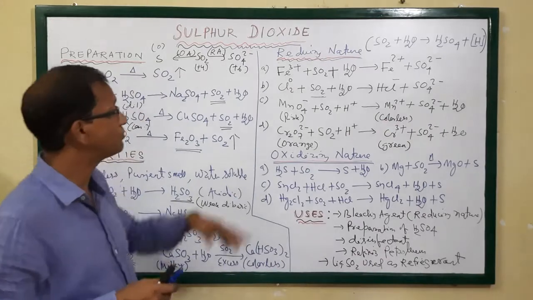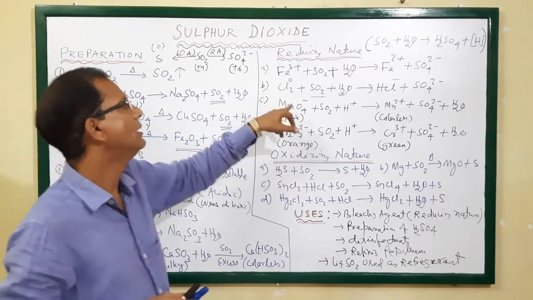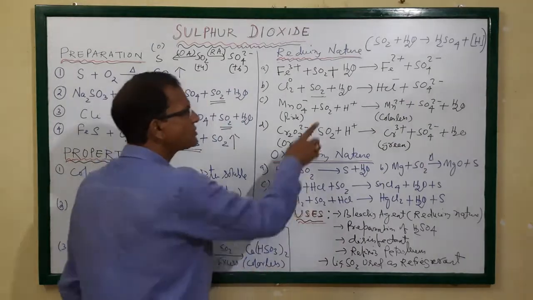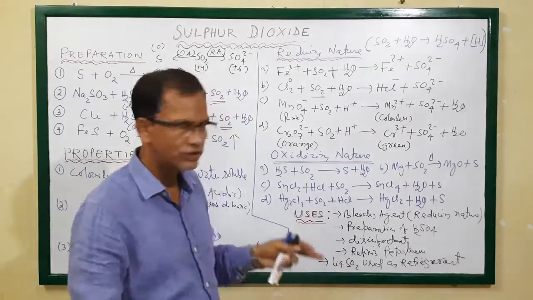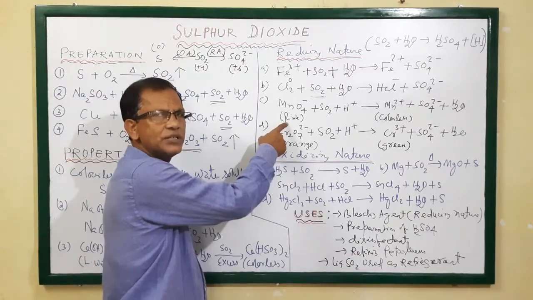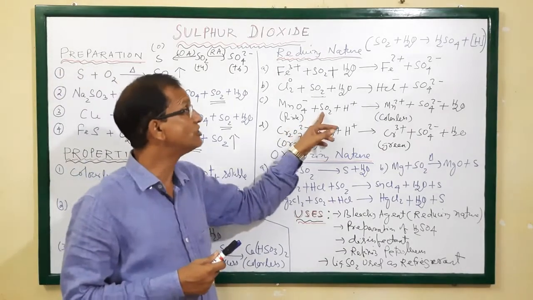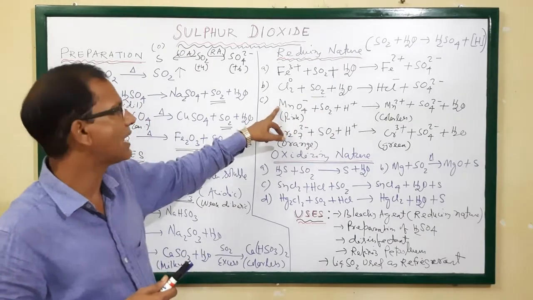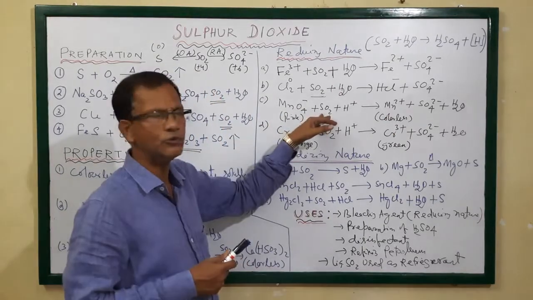Other reducing properties: permanganate ion. The pink color of potassium permanganate is reduced to colorless manganese solution. That means sulfur dioxide reduces permanganate ion to manganese ion. Here there is a difference, you will observe some change in color. Here the pink color of potassium permanganate changes to colorless. This is very important, the reducing nature of sulfur dioxide. Here sulfur dioxide reduces permanganate ion to manganese 2 plus, which is colorless. So this is also one important reducing nature.